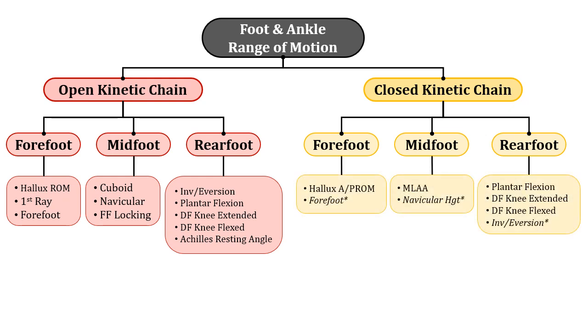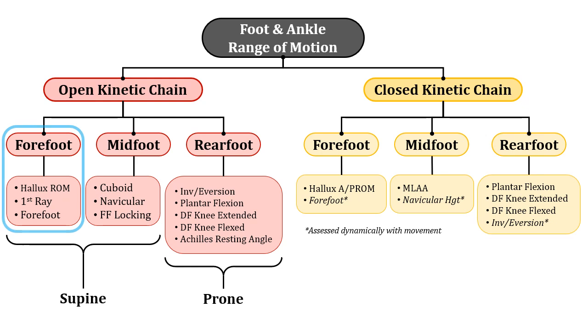When we look at the closed kinetic chain range of motion, there's the hallux, active and passive, the forefoot inversion and eversion, the medial longitudinal arch, the navicular height, and then the rear foot, comparable to what we saw in the rear foot in the open kinetic chain. And so these measures are consistently measured in supine. These are measured predominantly in prone. And then we have a couple of the closed kinetic chain assessments that are measured dynamically. So let us start with the forefoot open kinetic chain.